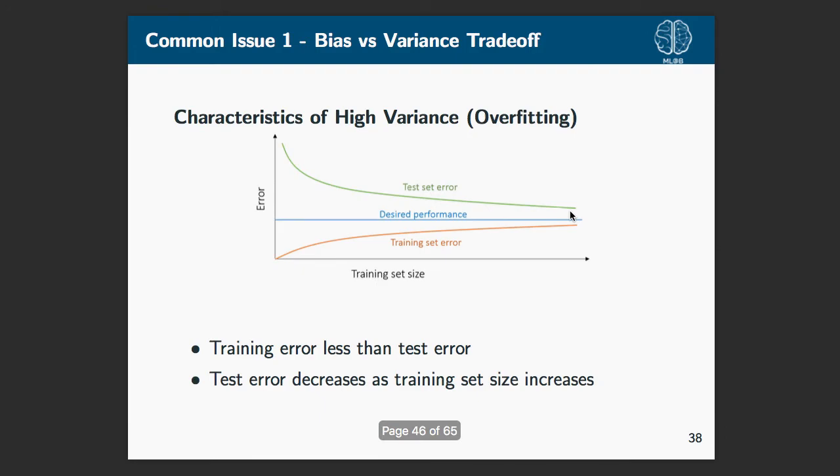So characteristics of high variance: you're looking at how the error behaves as you increase the number of samples in your training set. Let's say you have a desired performance around here and the training set error roughly approaches it as you get more and more examples in your training set. But the test set error is much higher, and specifically what you can notice is that as you get more and more samples in the training set, the test set error decreases.